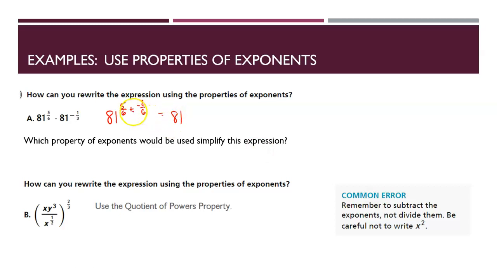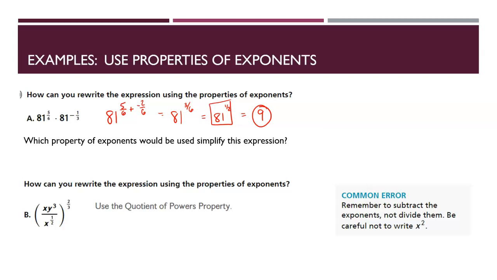So this would be 81. So 5 minus 2 would be 3. So this would be the same as 3/6, which I know reduces to 1/2. So remember, what that represents is the square root of 81. Square root of 81 would be 9. Writing it as a single rational exponent would be 81 to the 1/2 power. Simplifying it would become 9. And so the property that we used was the product of powers property.